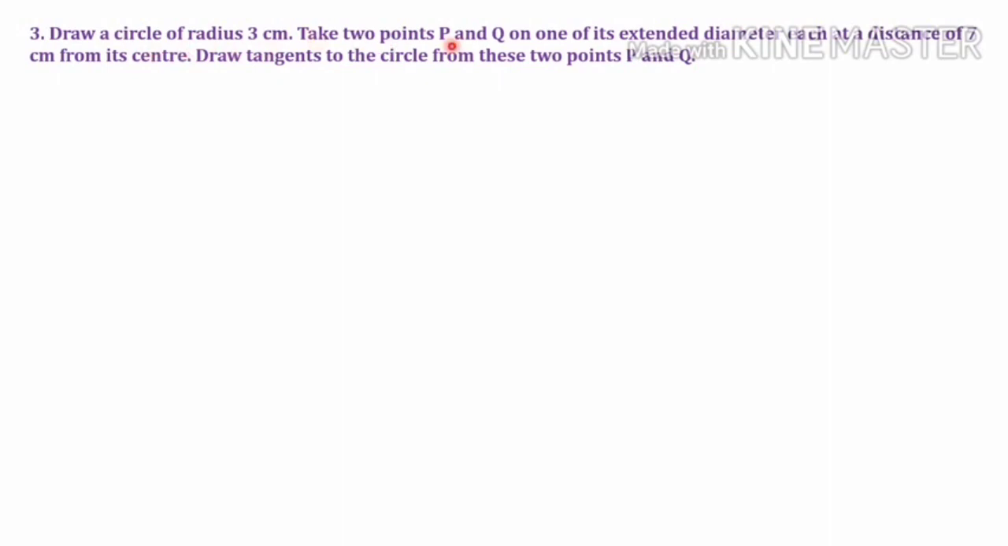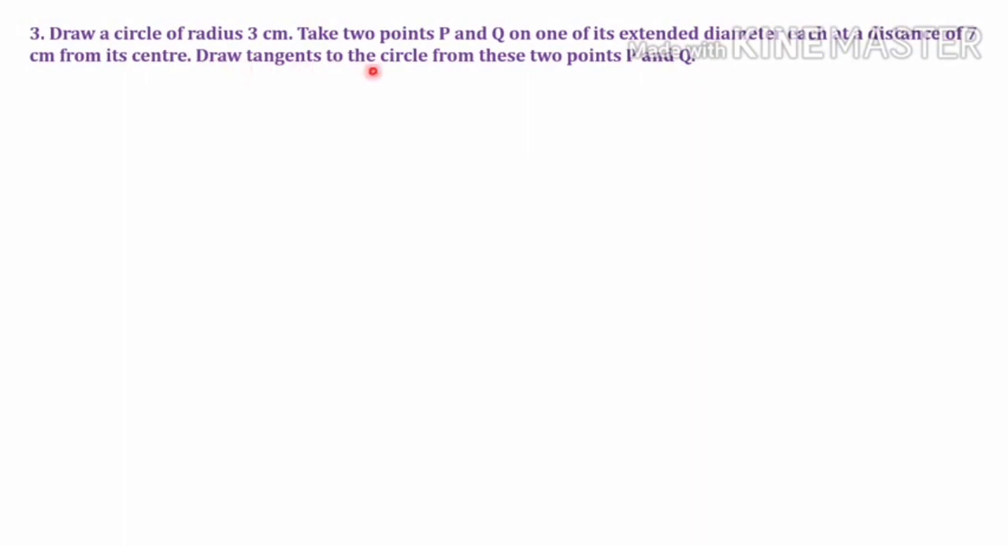Then we have to take 2 points P and Q on one of its extended diameter. Extended diameter in the sense, diameter you know that it is a chord passing through the center of the circle. So extended diameter means we have to extend on both the sides, each at a distance of 7 centimeter from its center. So if you take left and right, on the right side 7 centimeter from the center and on the left side 7 centimeter from the center.